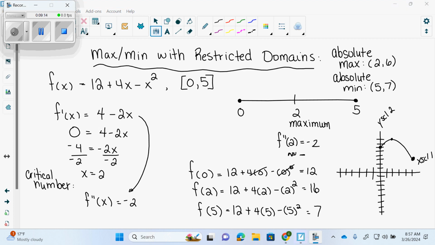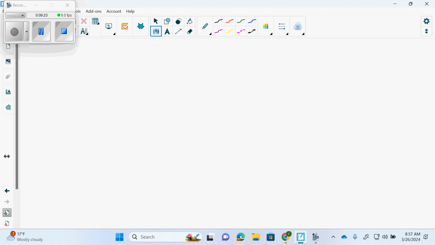Okay, so what about 0 and 12? What is that? Just an endpoint. Just a good old endpoint, right? Okay. You guys are going to try this one on your own.